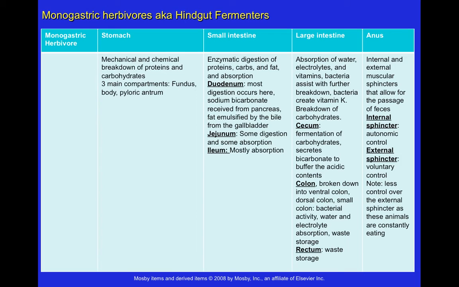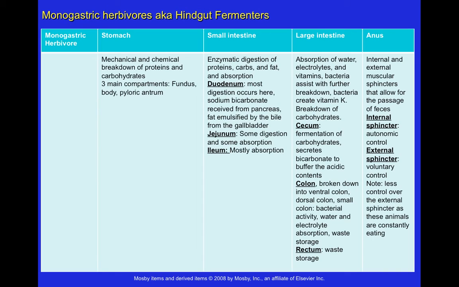The colon, for these guys, is broken down into ventral colon, dorsal colon, and small colon. Lots of bacterial activity, water and electrolyte absorption, and waste storage. And again, the rectum is for waste storage. And then the anus: there are internal and external sphincters, and it's similar to us. They have a little bit less control. By us, I mean us and dogs and cats.